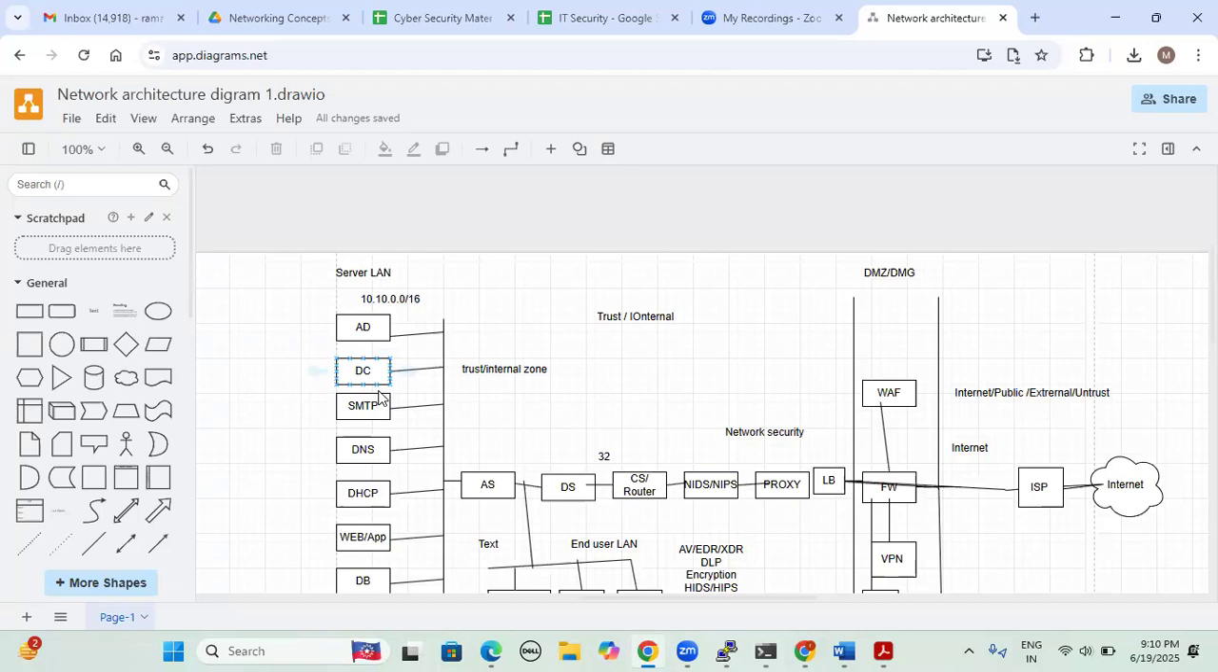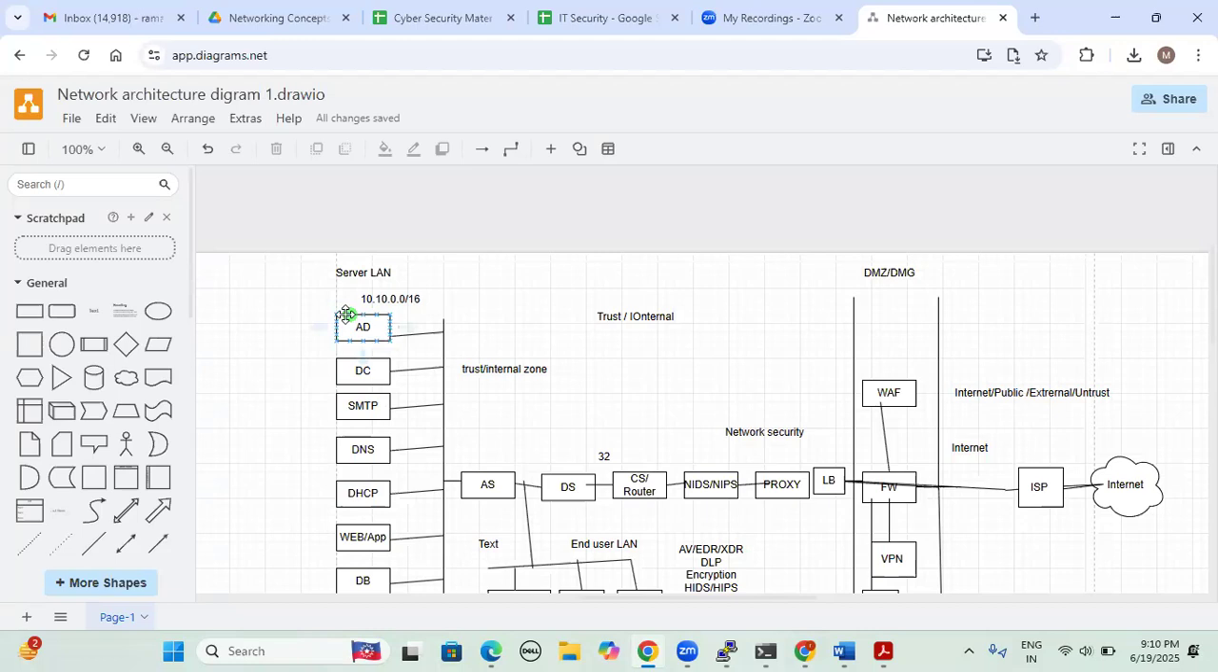And managing those vulnerabilities and fixing them, the total end-to-end life cycle of the vulnerability process, we can call the vulnerability management process. So that will fall under infrastructure security. Okay, so that is about the server LAN. I'm repeating once again, server LAN.